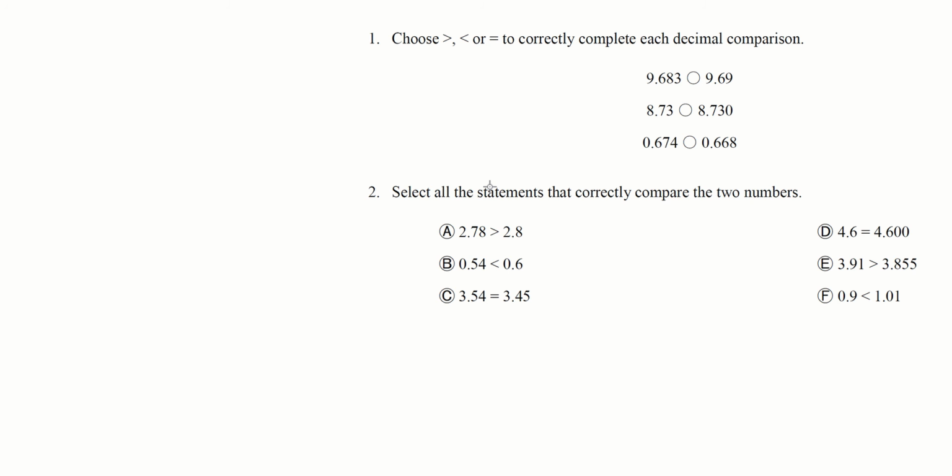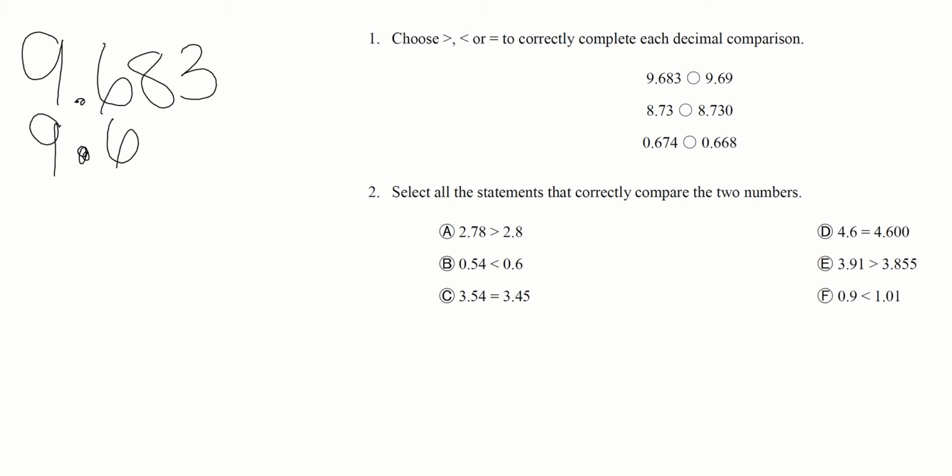Number 1, choose greater than, less than, or equal to correctly complete each decimal comparison. Okay, so on the side I want you to write 9 and 683 thousandths. For the next number, I want you to put the decimal point here. We see there's 9 wholes, 6 tenths, and 9 hundredths. Notice how there's no thousandths here. The number for nothing is 0, so I suggest you put a 0 there.